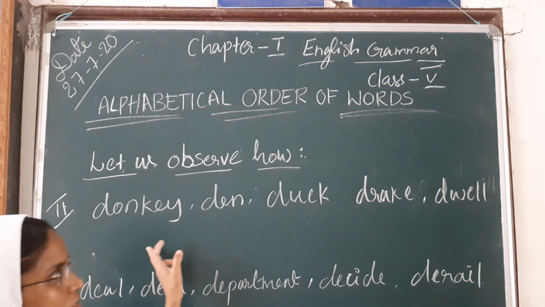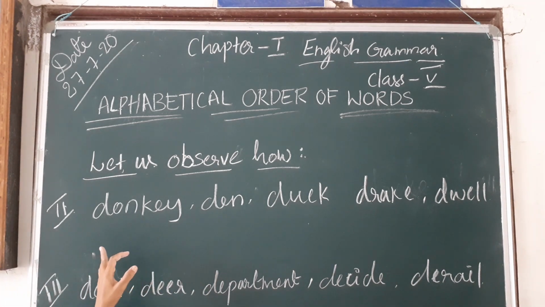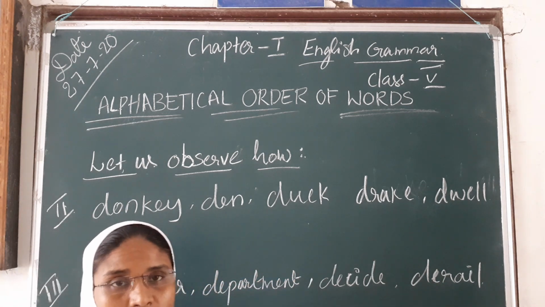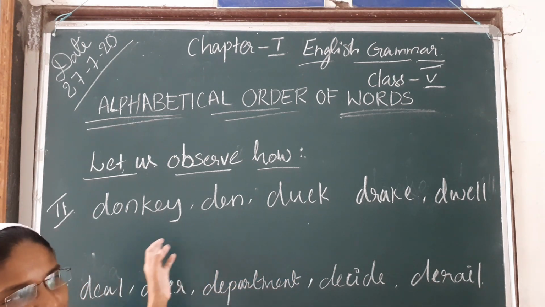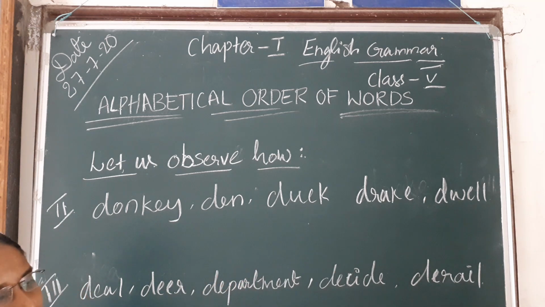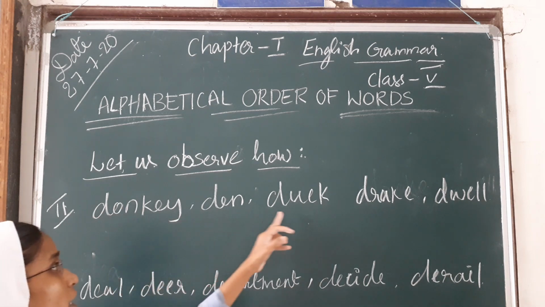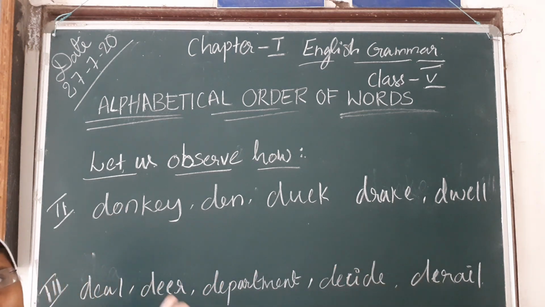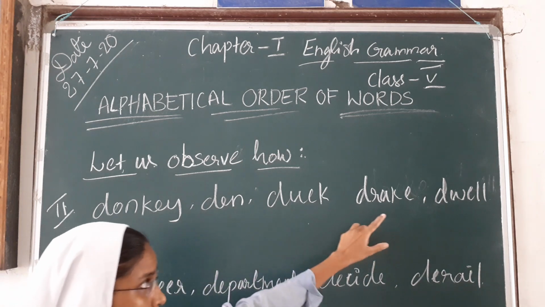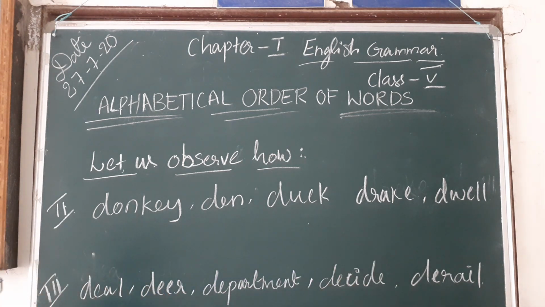Now let us see the second exercise. There are words beginning with the same alphabetical letter. If the same letter is D, all are D, D, D, then how can you arrange the words in alphabetical order? If the first letter is the same, we see the second one.